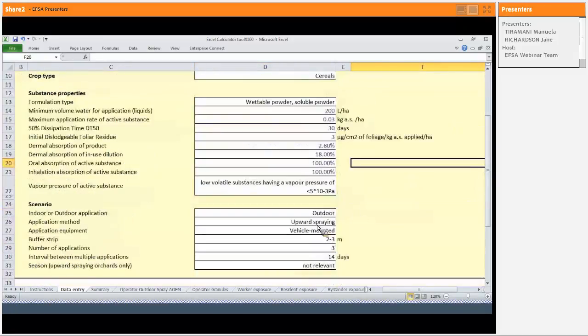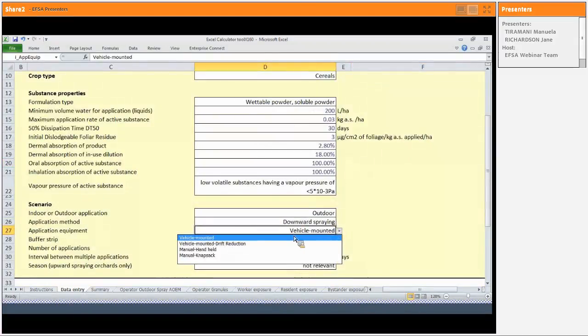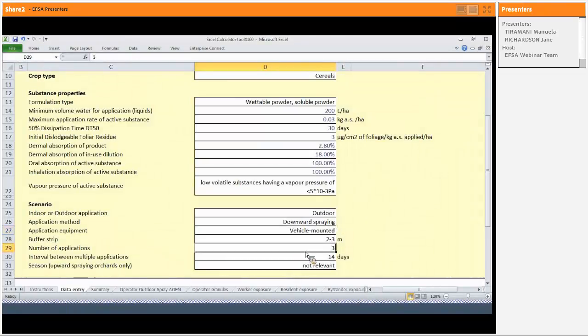And here we need to switch a bit because we want to use downward spraying. Again, it is vehicle mounted, and we're just going to do one application. Okay, I've got a bit of an error there, Manuela. Yeah, so the error trapping isn't 100% in the application because it's a simple Excel application. To do more advanced work, we would have to use macros, and some people's IT environment would not allow them to use macros. So we use just some simple messaging.